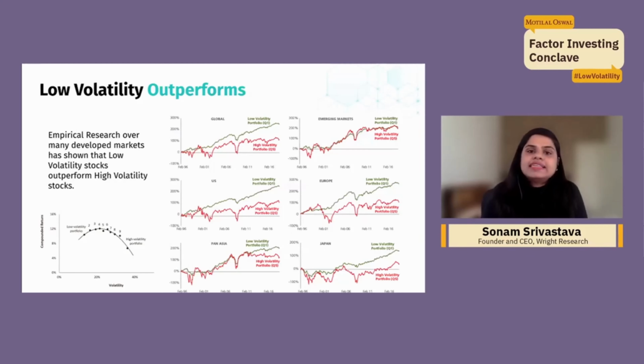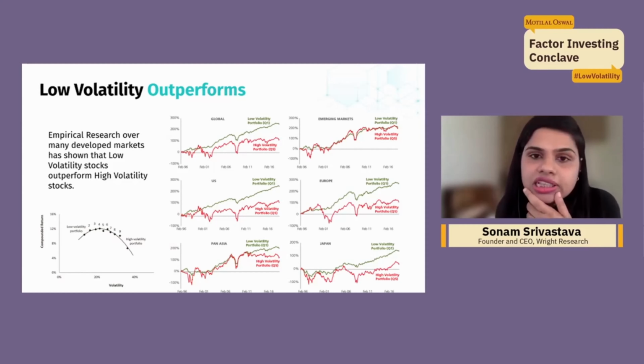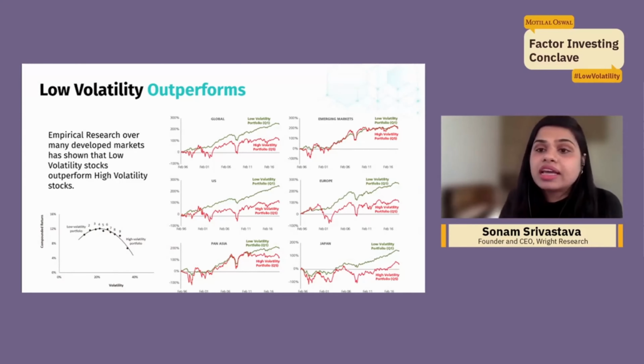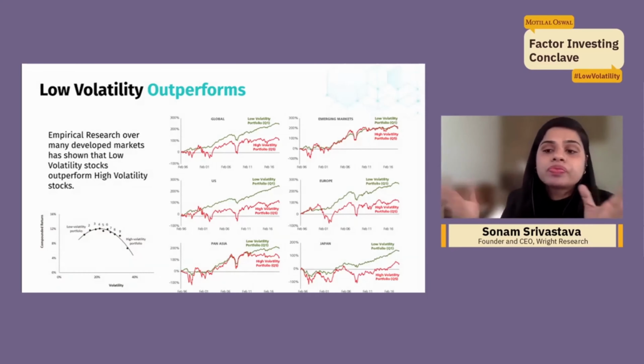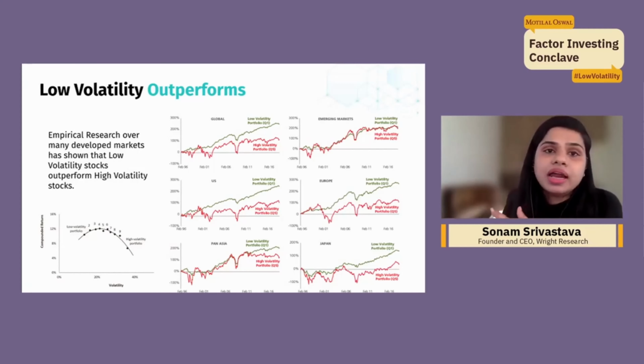And then finally, the low volatility factor outperforms across markets, right? It's not just something that is unique to the US market or the European market or to emerging markets. If you look at this chart over here, you'll see that the low volatility factor actually outperforms in all global markets, in all developed markets, and even in emerging markets. So if you look at Asia, if you look at emerging markets, everywhere you see that in the long term, the low volatility factor has actually outperformed the larger, high volatility factors by a huge margin, right?